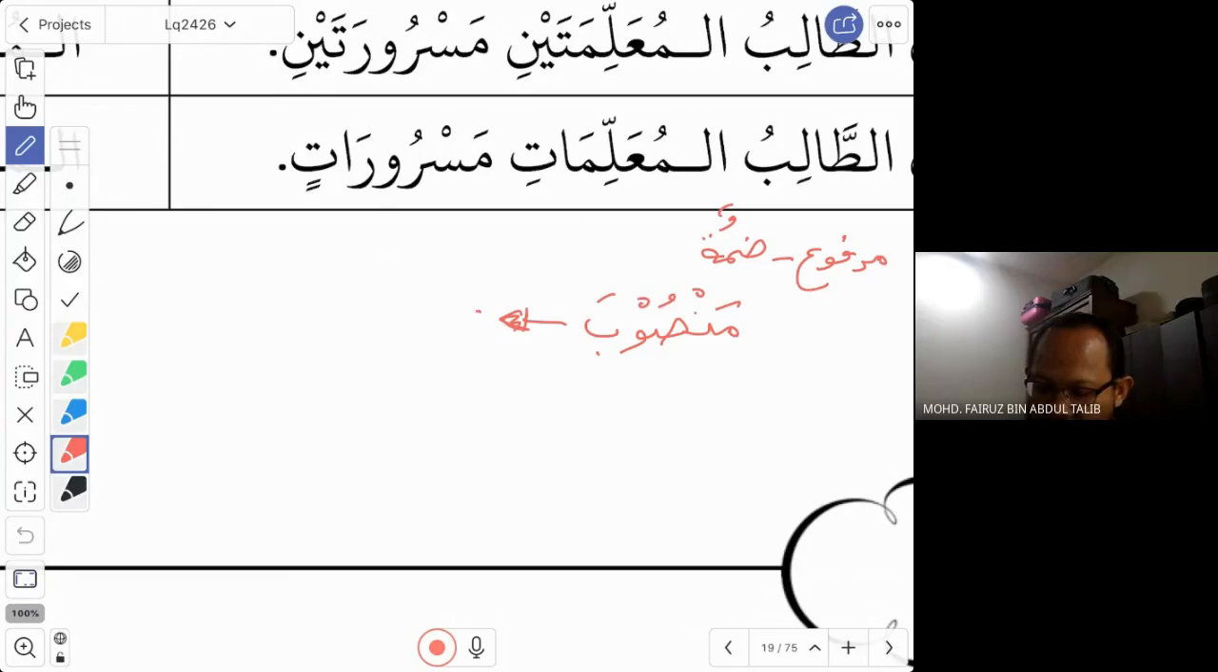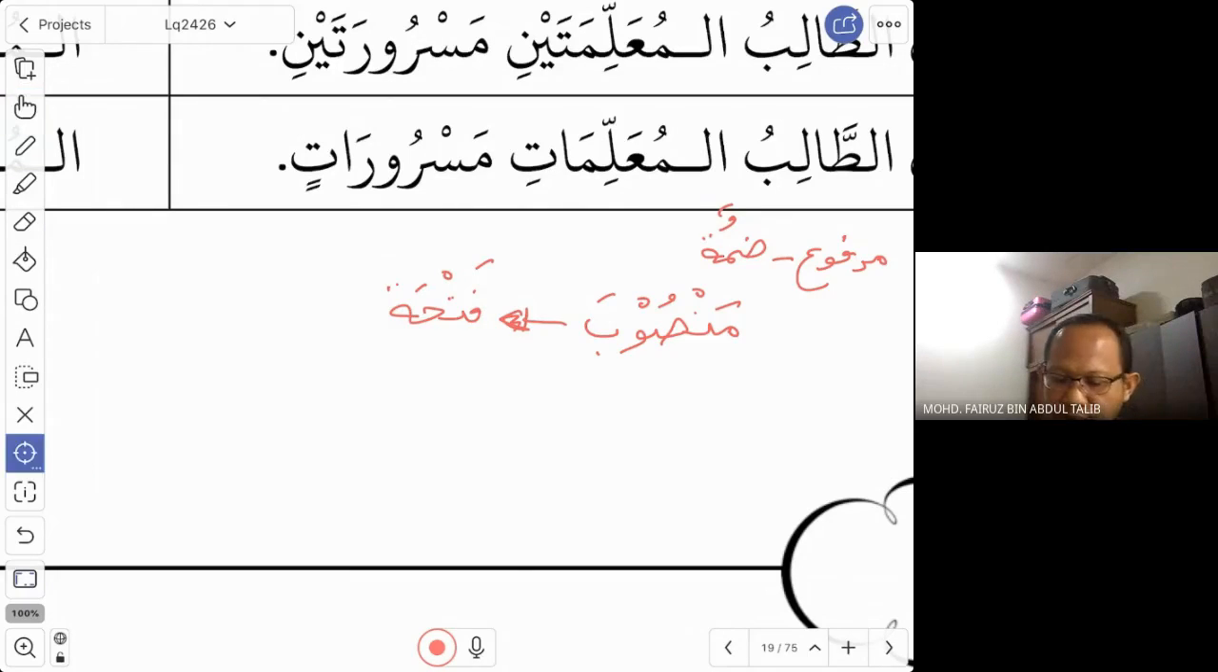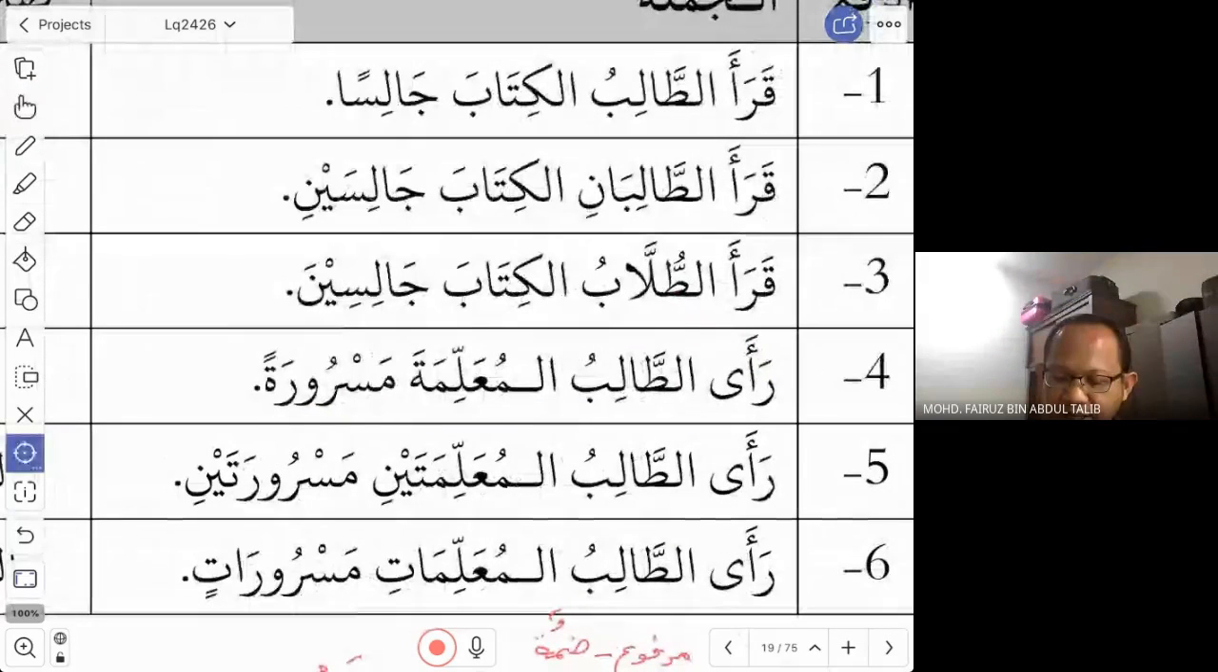You have seen this in the lesson of maf'ul bih, maf'ul mutlaq, and also maf'ul li'ajli. They are all mansub and you have to end them with fathah. You can see the fathah in example number 1 and also example number 4. Jalis, this is hal, so it has to be in the state of mansub, and you end it with a fathah to indicate that it is mansub. So jalisan. The same goes to number 4. Muallim ra'a at-talibul muallimata masruratan.